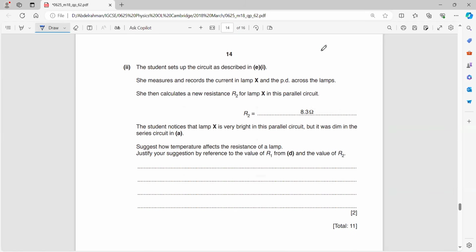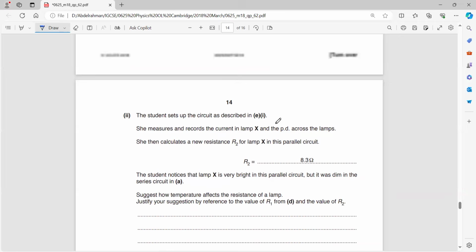Soon sets up the circuit as described in part (a). She measures and records the current in lamp X and the potential difference across the lamps. She then calculates a new resistance R2 for lamp X, which is 8.3. The student notices that lamp X is very bright in this parallel circuit, but it was dim in the series circuit. Now it's very bright, but it was dim in the series circuit. Suggest how the temperature affects the resistance of a lamp. Justify your suggestion by reference to the value R1 and the value of R2.